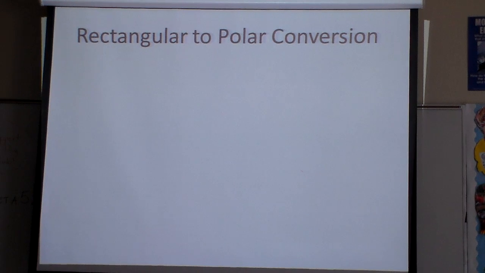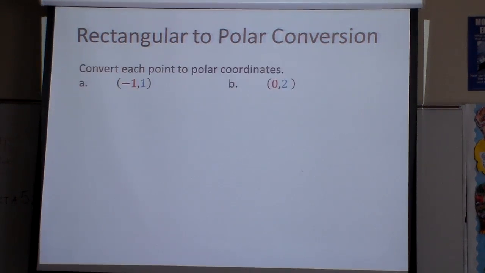All right, now rectangular to polar. Well, let's think about what we have. First off, let's take some rectangular points and make them polar. Well, what do we know about rectangular points? Here's the formula we're going to want to use. Tangent, remember, is y over x.